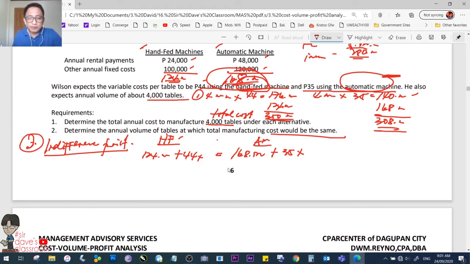Sir, wala na pong value yung X ko sa akin. Wala po siyang kwenta. Manloloko. Ibang X naman yun. Okay?